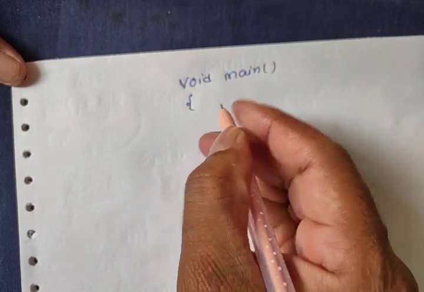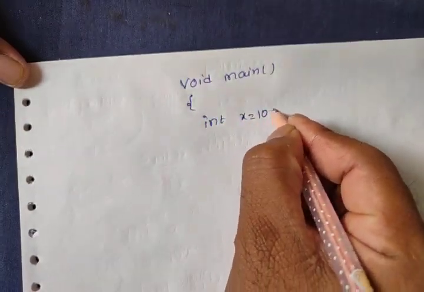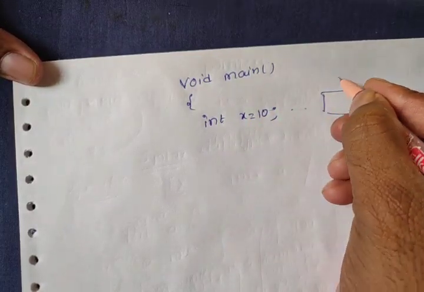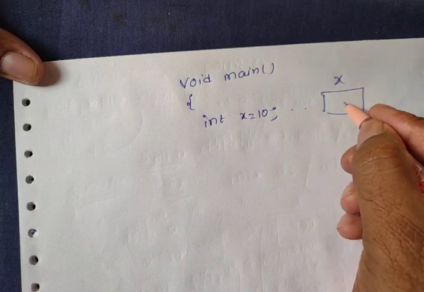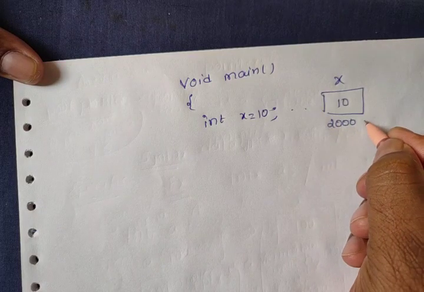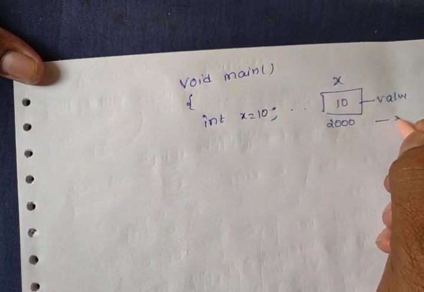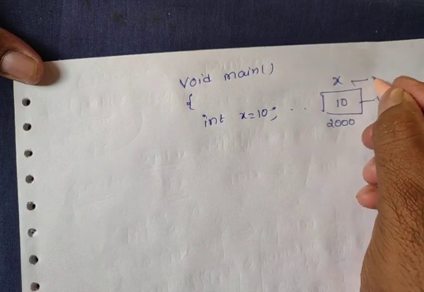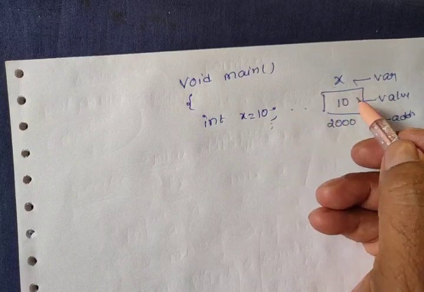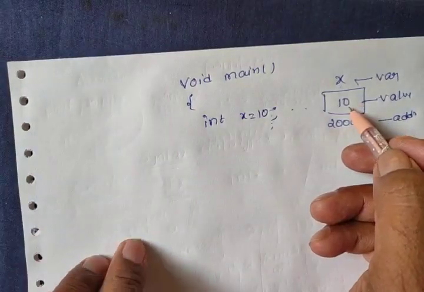Then after that I am taking one variable, that means int x = 10. Now how to represent this? Here x is the variable name, 10 is the variable value, and 2000 is the address of x. That means this is the value, this is the address, this is the variable name. After execution of this line, the memory allocated for variable x is at address 2000, and the value at that location is 10.